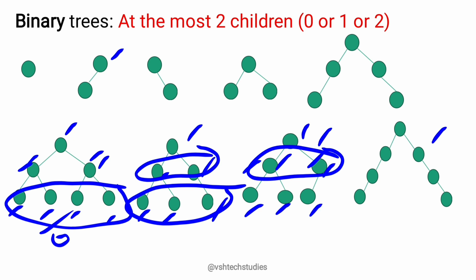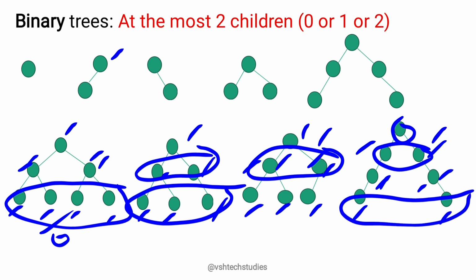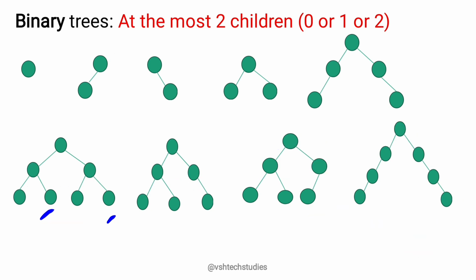And this is also a binary tree because any node, if you observe, may have 0 or 1 or at the max 2 children, because this node has 1, 2 children, this node has one child, this node has one child, this node has one child, this node has one child, and these 2 nodes have 0 children. Hence here all are binary trees because any node in those trees may have 0 or 1 or at the max 2 children, not more than that.